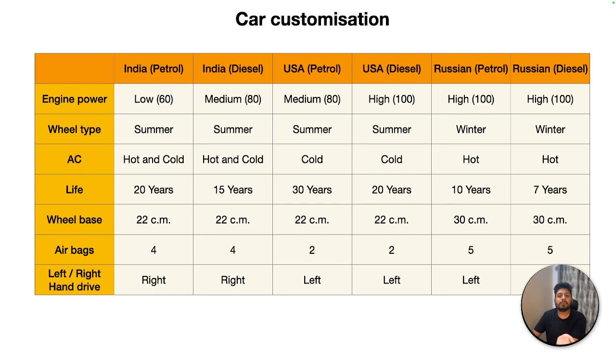But on the contrary, an Indian diesel car would have medium power, slightly more than a petrol car in India. But in the USA, the petrol car itself has medium power and the diesel car has high power. And in Russia, both petrol and diesel cars will have high power as well. Correspondingly, you can see that the number of airbags varies, the life of the car varies, and the type of AC and the type of tire vary, because based on the tropical climate in India we have summer tires, but in Russia, because there is a lot of snowing there, we have winter tires.